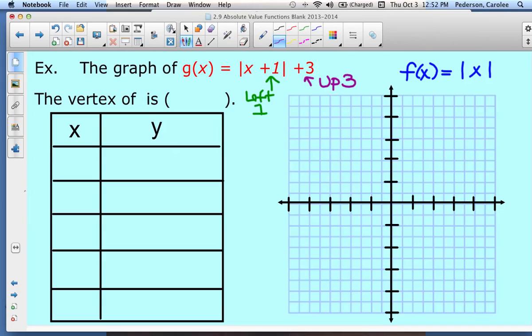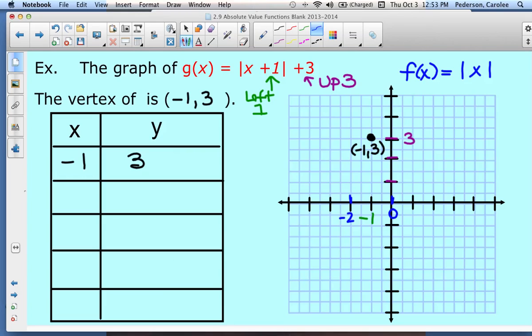So this is going to be our vertex. We're going to go left 1 and then up 3. And we're going to create an ordered pair, and what that ordered pair is called is the vertex. So let's go ahead and label that vertex point, -1, 3. And that's also our first point in our XY chart. Now, just like when we were graphing the parent function, we want to pick a point to the right on the x-axis, like 0, and to the left on the x-axis, just 1 unit in either direction.